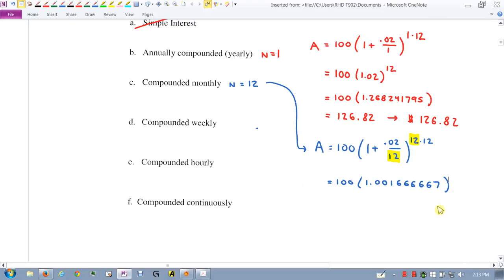And I'm going to raise this to what power? 12 times 12, 144. So I'm going to raise that to the 144. Everyone know where their raise key is and stuff? So 100, and then what I'm getting is 1.270995208. And then multiplying by 100, 127 point, we can round that, 10 cents.